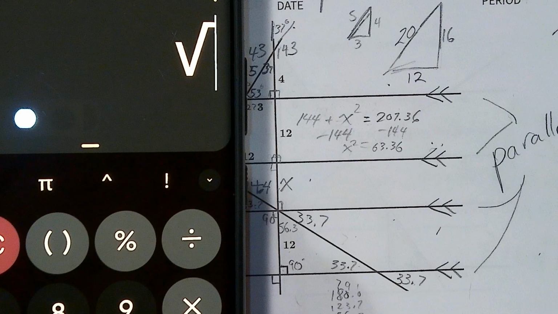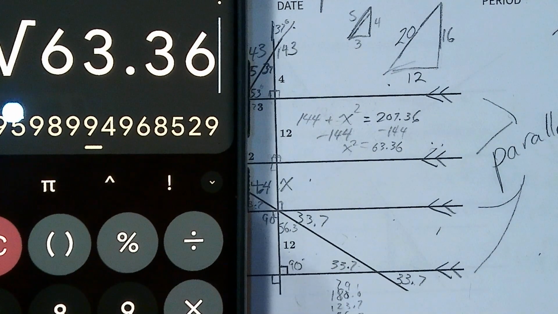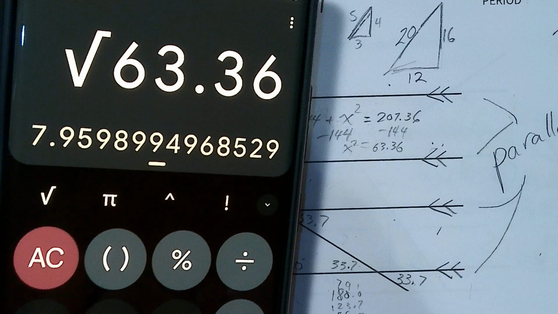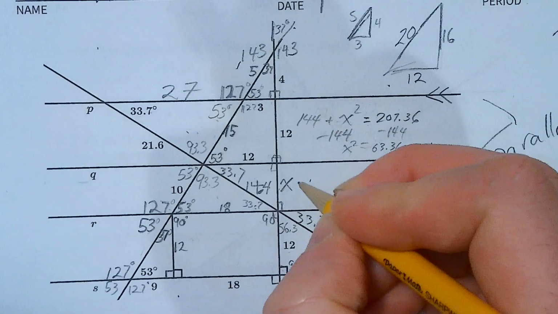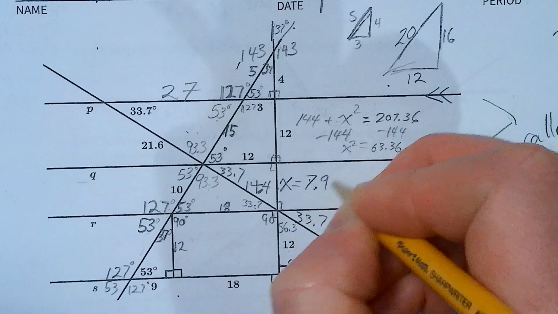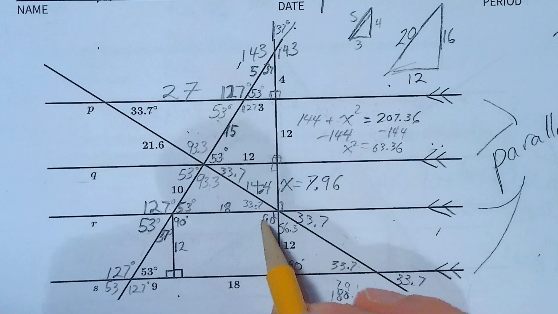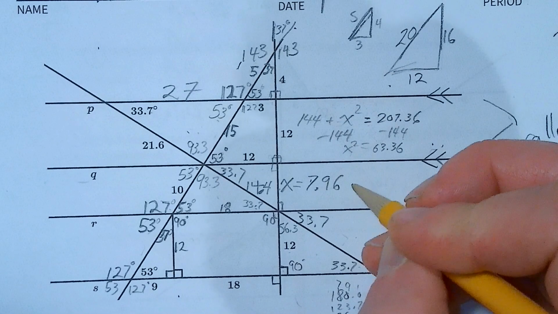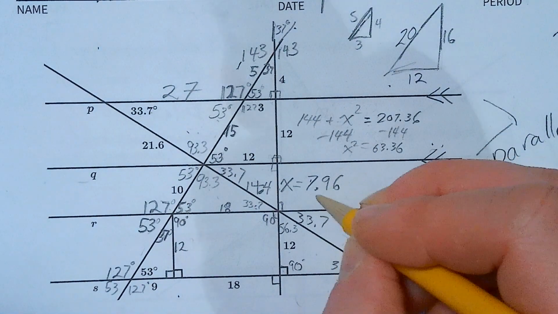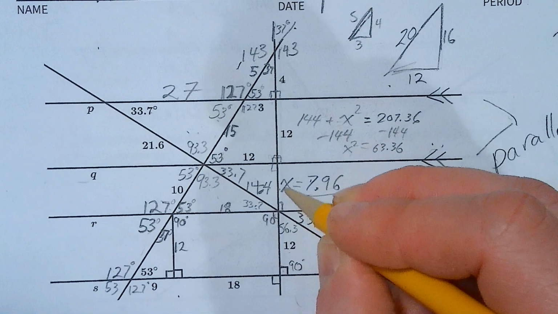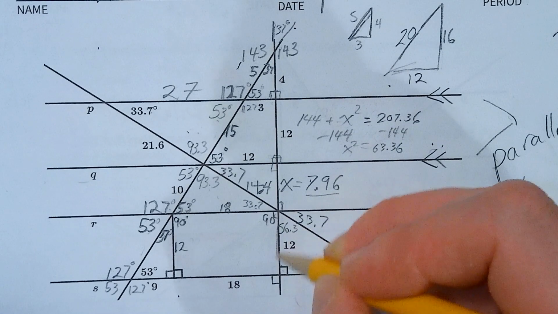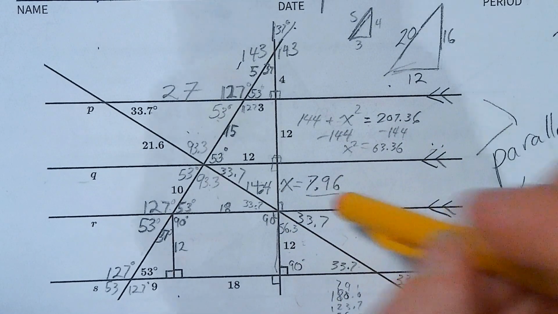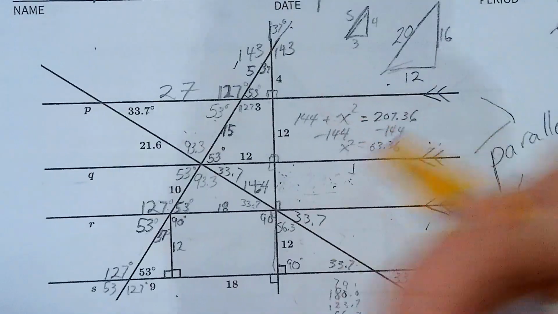Oh, what did I have? 63.36? 7.96. And now we can scale because 7.96 grows up to be 12 down here. These two triangles are similar. It's too busy. This diagram has too much stuff.